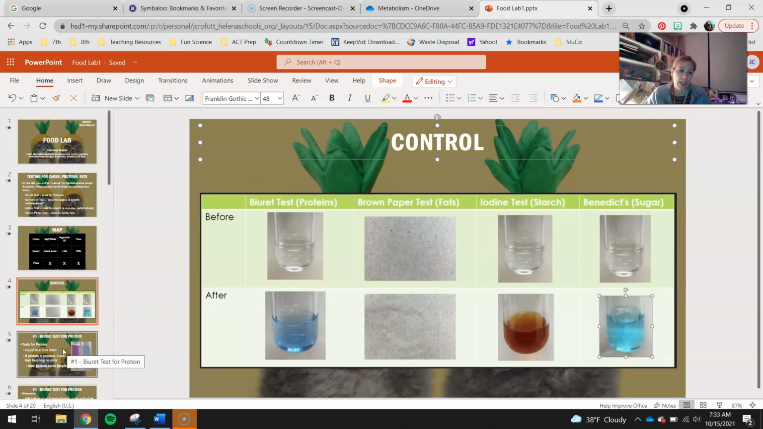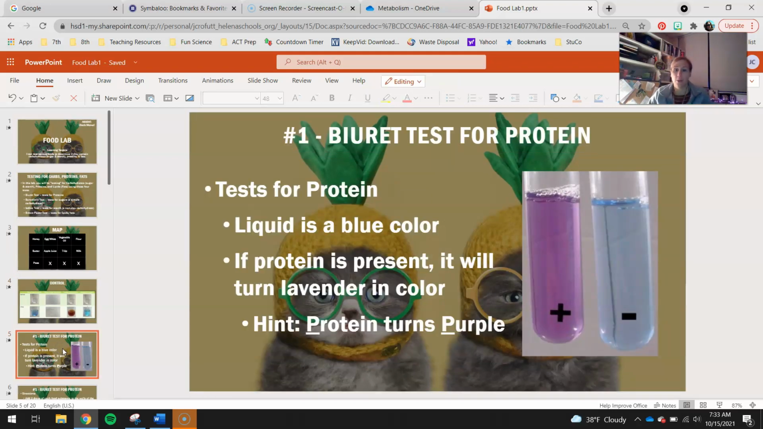Okay, let's move on. In your first part, you will be doing either half today, so parts 1 and 2 today, or parts 3 and 4 today, and then vice versa the next day we have this class. Okay, so the first test you are going to be doing, number 1, is the Biuret test for protein.